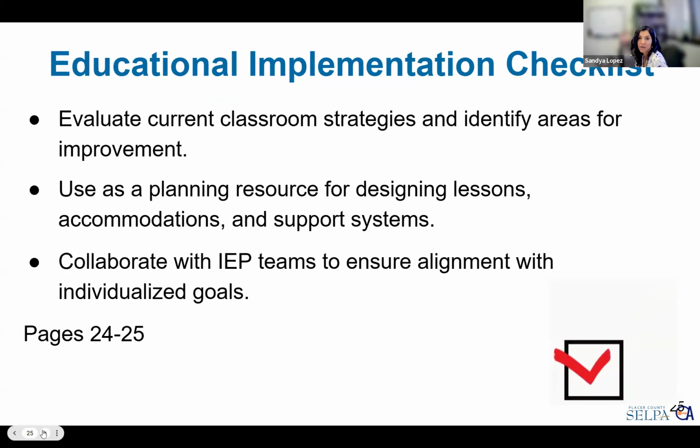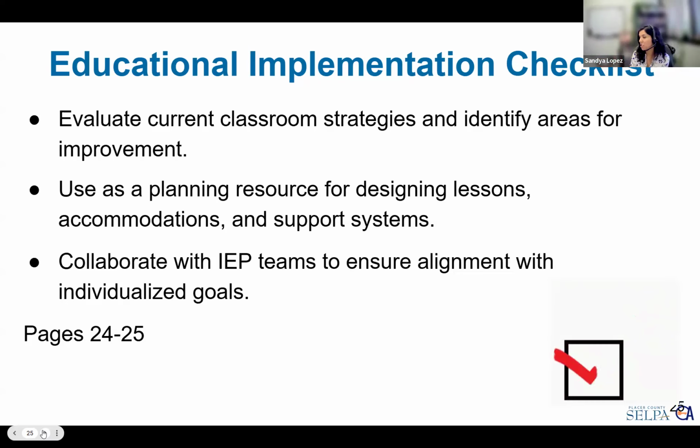And the educational implementation checklist is a comprehensive tool designed to guide educators, or again, anybody working with students with Down syndrome, in implementing inclusive practices for students with Down syndrome. So the focus obviously is really around inclusion. How do we use it?